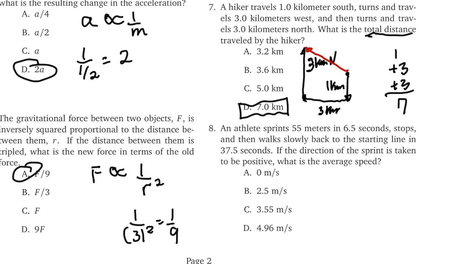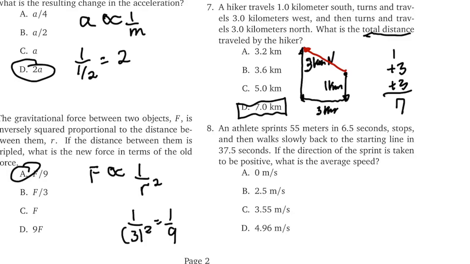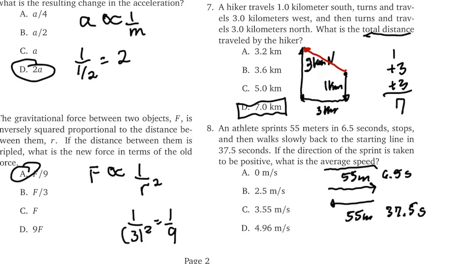All right, for number 8, I've got an athlete. He sprints 55 meters in 6.5 seconds, then turns around, comes back the other way, 55 meters in 37.5 seconds. All right. Now to figure out the average speed, right?